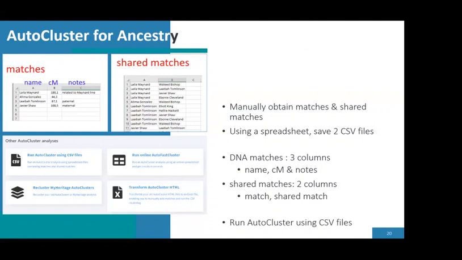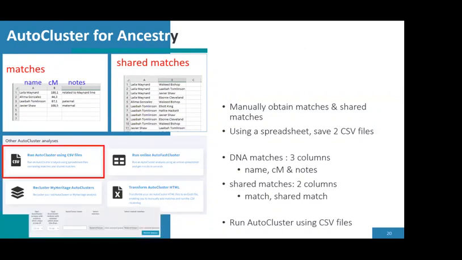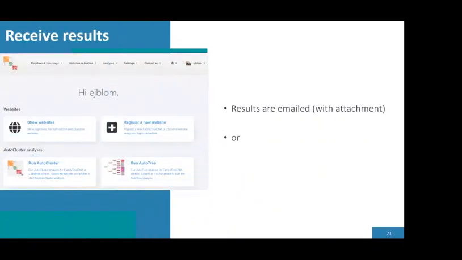Next, you select the AutoCluster using the CSV files option on the members page. You adjust the settings, provide a name, select the 2 files, and you start the analysis. Results are typically emailed with an attachment. However, in some cases, the emails are not arriving, or the attachments are too large and will not be attached.